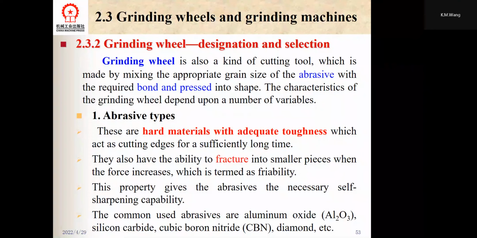The grinding wheel is also a kind of cutting tool, which is made by mixing the appropriate grain size of the abrasive with the required bond and pressing into shape. The characteristics of the grinding wheel depend upon a number of variables. The first is the abrasive type.